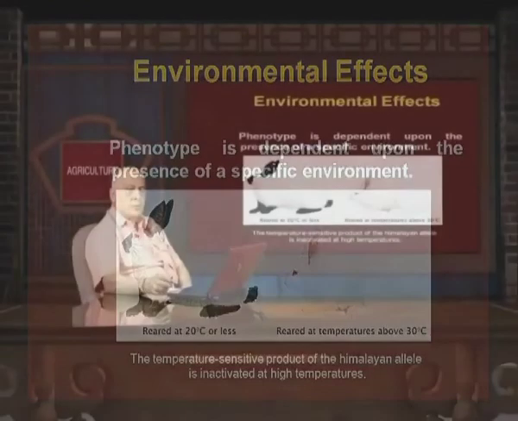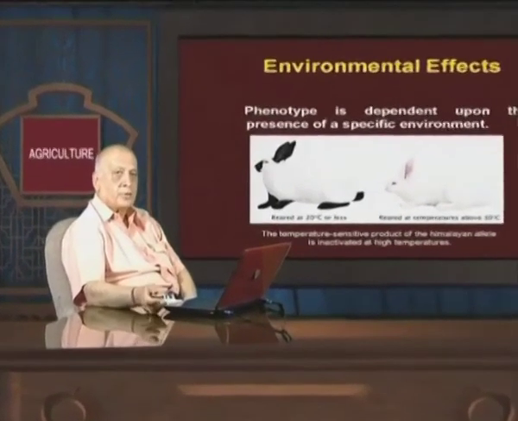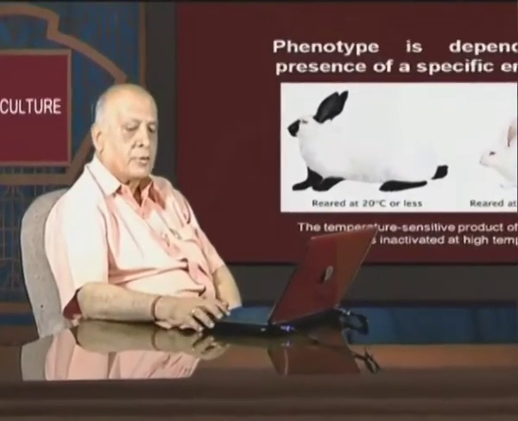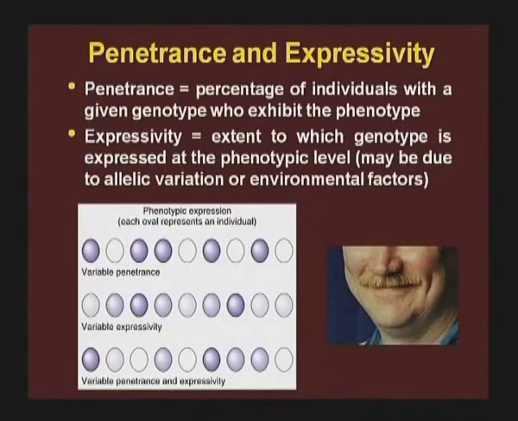So these are specific examples of gene-environment interaction, showing how the expression of a gene is controlled by the external environment, for example the temperature or the sunlight. Now, penetrance and expressivity: characteristics like the smile of the face have also been studied in genetics and are known as penetrance and expressivity. Penetrance is the percentage of individuals with a given genotype who exhibit the phenotype, and expressivity is the extent to which a genotype is expressed at the phenotypic level, which may be due to allelic variation or environmental factors.